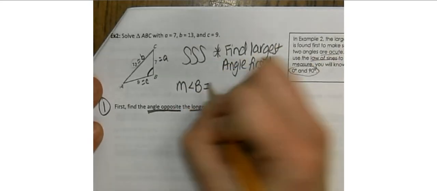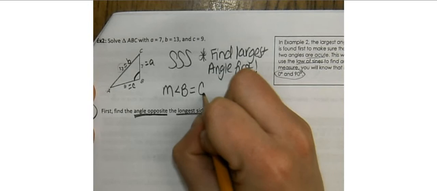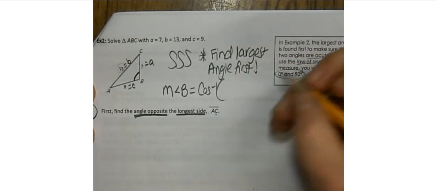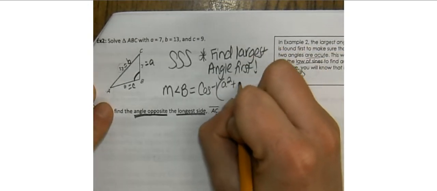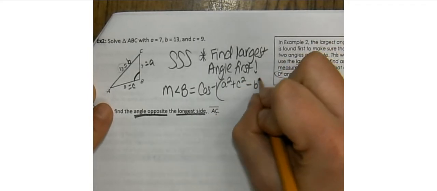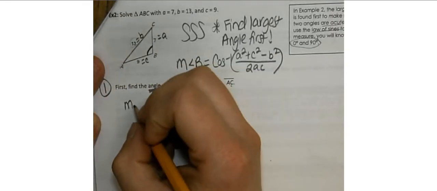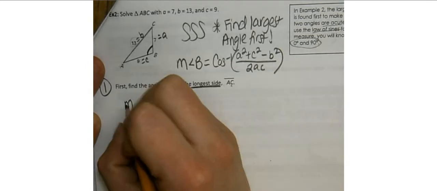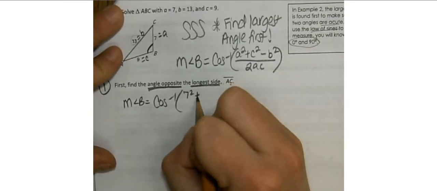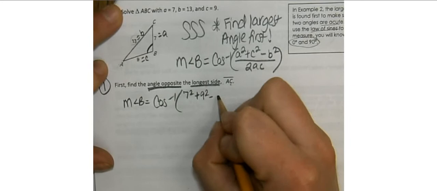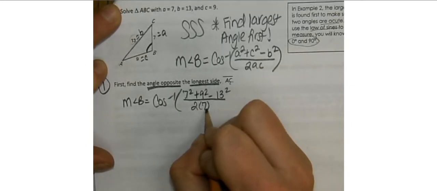That we talked about on the front page, and that's going to be the measure of angle B is equal to the cosine inverse of my other two sides, which is going to be a squared plus c squared. I'm going to subtract away my opposite side, which is b squared, divided by 2ac. So I'm going to use this formula, and I'm going to identify that the measure of angle B is equal to the cosine inverse of a squared, which is 7 squared, plus c squared, which is 9 squared, minus 13 squared, divided by 2 times 7 times 9.